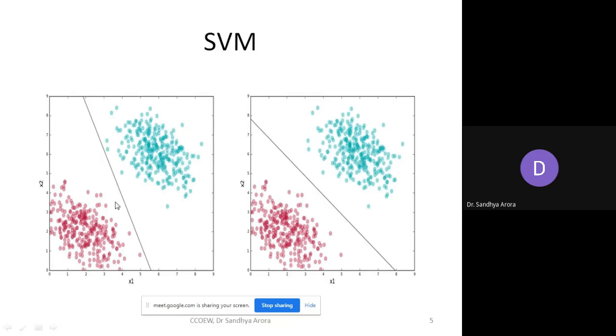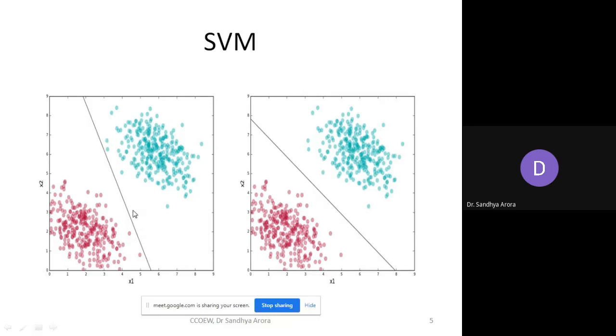Obviously we are not going to prefer this kind of line. We'll prefer this line. Why? Because this line seems to be a bit skewed, in the sense that this portion of the line is skewed towards the green points, and this portion of the line is skewed towards the red points. So misclassification will be more in the case of testing data.